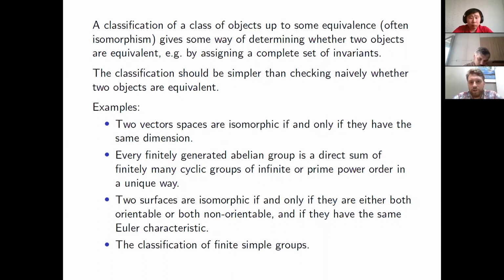And each of these classifications is somehow simpler than the abstract idea of isomorphism. So for the dimension, it's very easy to check if two dimensions are the same. It's much harder to think about how I am actually going to define an isomorphism without thinking about something about the actual structure.